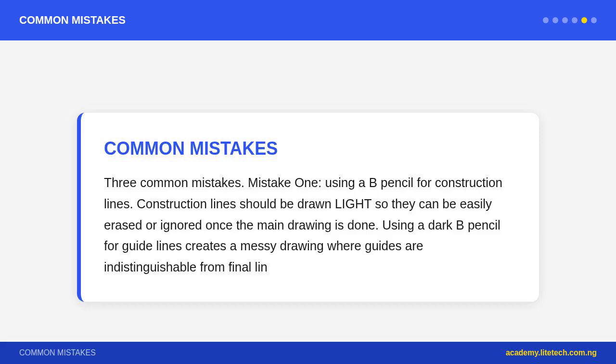Three common mistakes. Mistake 1. Using a B pencil for construction lines. Construction lines should be drawn light so they can be easily erased or ignored once the main drawing is done. Using a dark B pencil for guidelines creates a messy drawing where guides are indistinguishable from final lines. Use 2H or 3H for light construction lines.